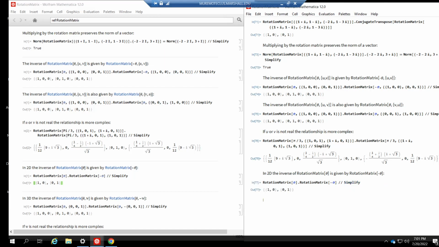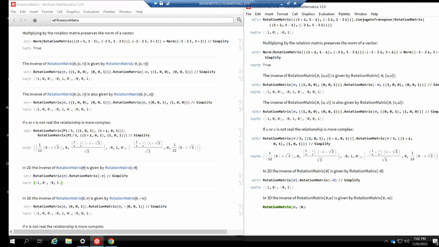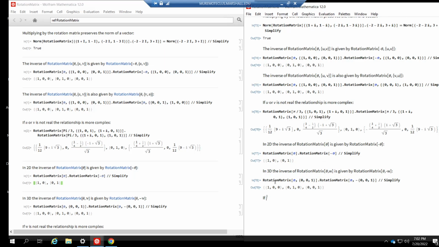Simplify. In 3D, the inverse of RotationMatrix[theta, w] is given by RotationMatrix[theta, -w]. RotationMatrix[theta, {0, 0, 1}] . RotationMatrix[theta, -{0, 0, 1}]. Simplify. If w is not real, the relationship is more complex.